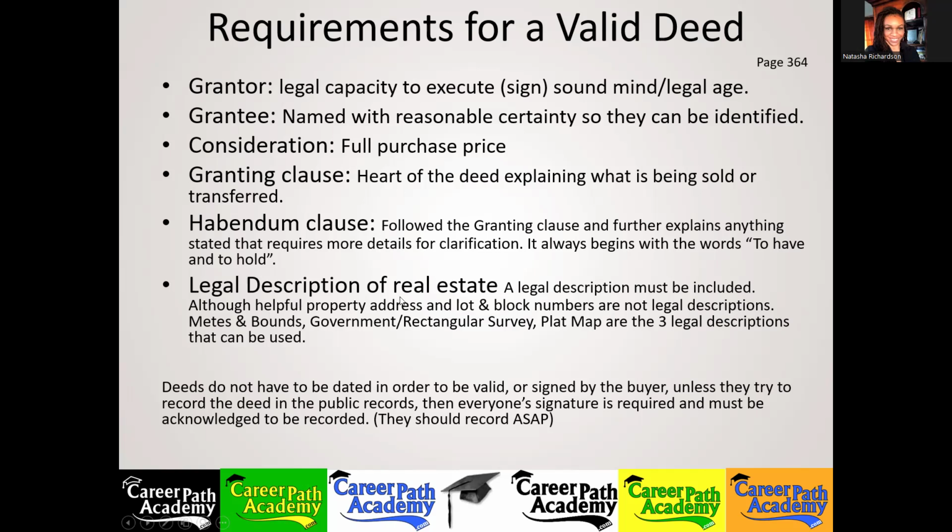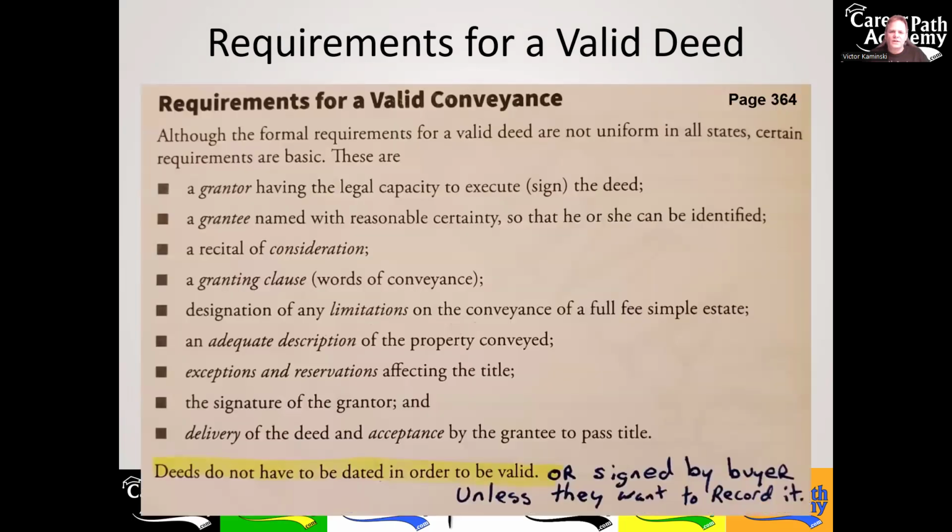Now, legal descriptions of real estate need to be stated in the deed as well. What are the three legal descriptions of land? Metes and bounds, government or rectangular survey, and a plat map. Deeds do not need to be dated in order to be valid, or signed by the buyer, unless they're going to record it in the public records. Then everybody's signature needs to be acknowledged before it can be recorded. So let's highlight: deeds do not have to be dated in order to be valid, and then write: or signed by the buyer unless they want to record it. On page 364.